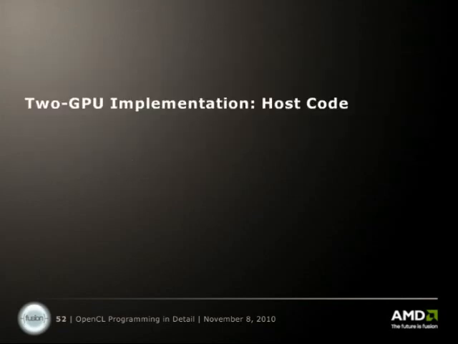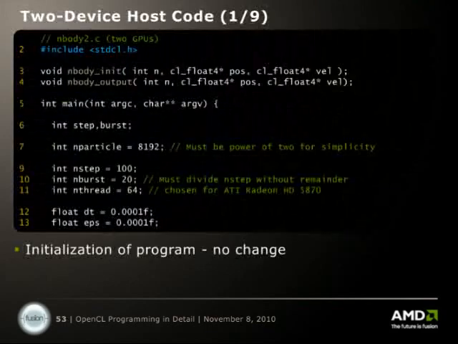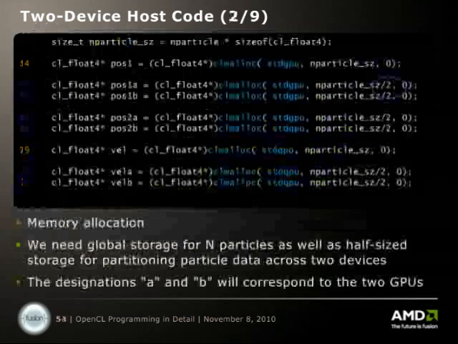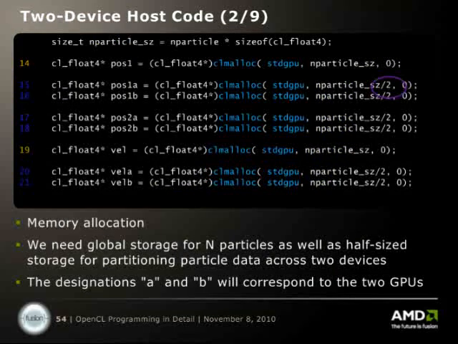Okay, now what I want to talk about is how we would modify the host code for two GPUs. And this is where the more significant changes occur. The upfront code doesn't change at all. It's exactly the same as before, so the initialization has no change at all. The first changes appear when we begin allocating memory.